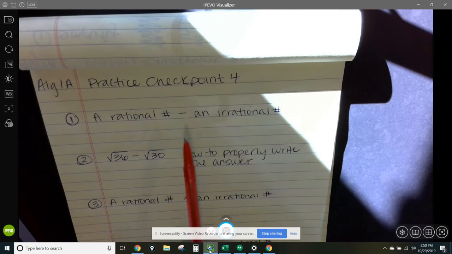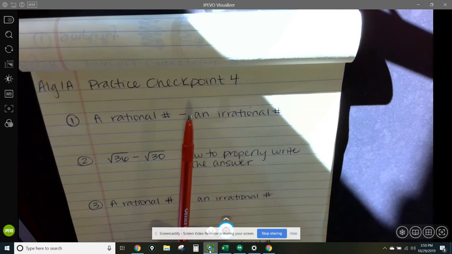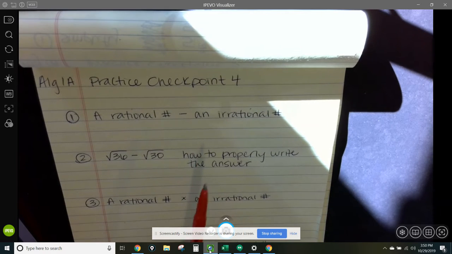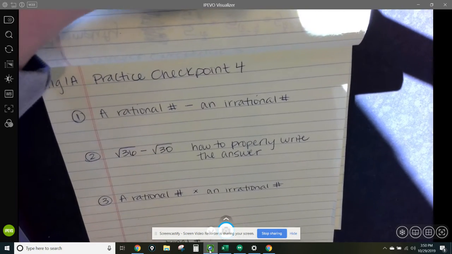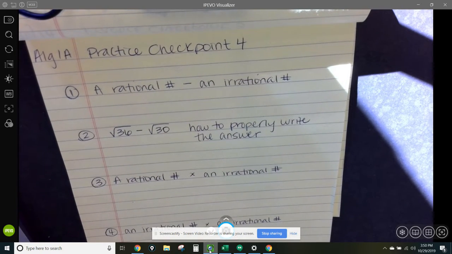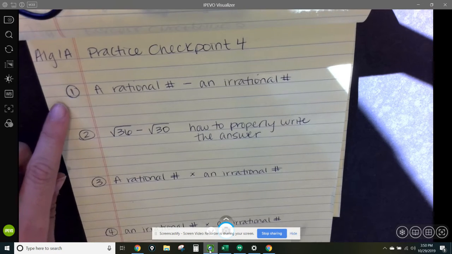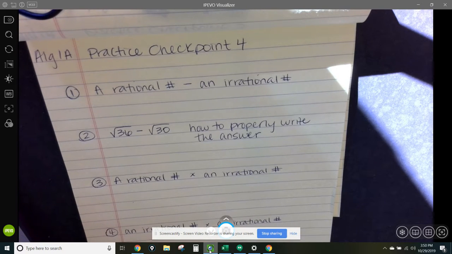Guys, this video is for a practice for checkpoint 4. Checkpoint 4 comes right after this video. So get out a piece of paper and do these problems along with me so that when you take your checkpoint right after this, you'll have a good set of notes to look at when you're answering those questions for a grade. So this is talking about rational and irrational numbers.